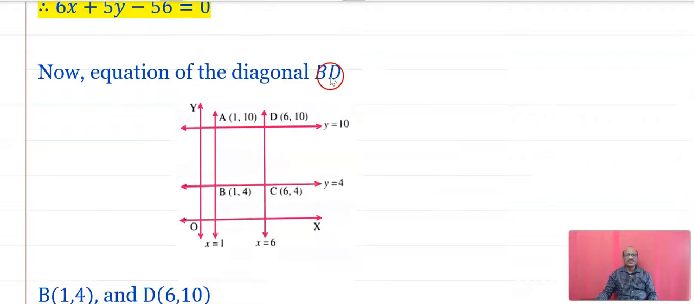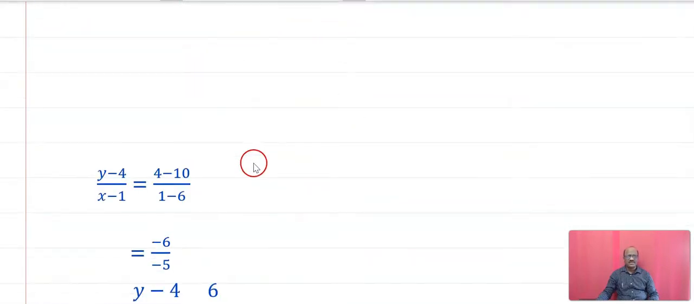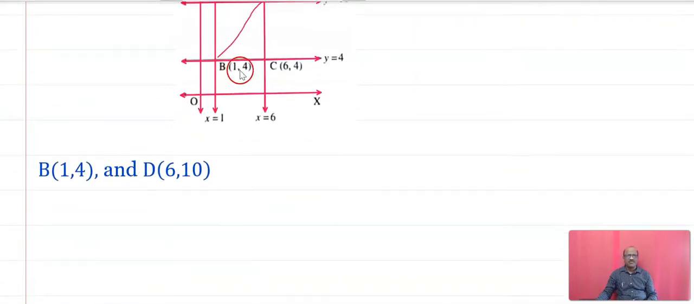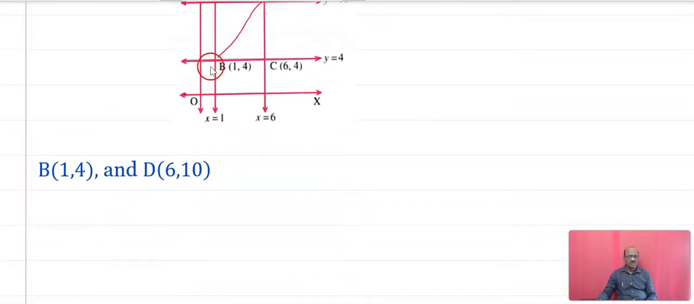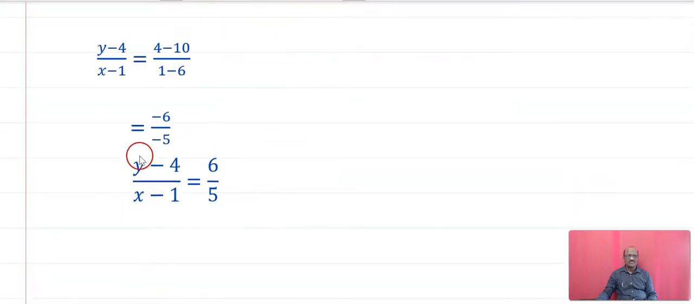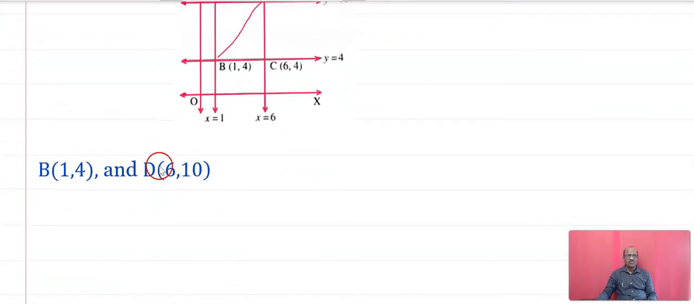Okay. Next, the equation of BD. These are the two points. Again, if I join this BD, then find the slope of BD and pass that line through one of the points, B or D. Here the same thing applies. We have taken the point B. Y minus y1, that is y minus 4 upon x minus x1, that is x minus 1. And here is the slope of BD.